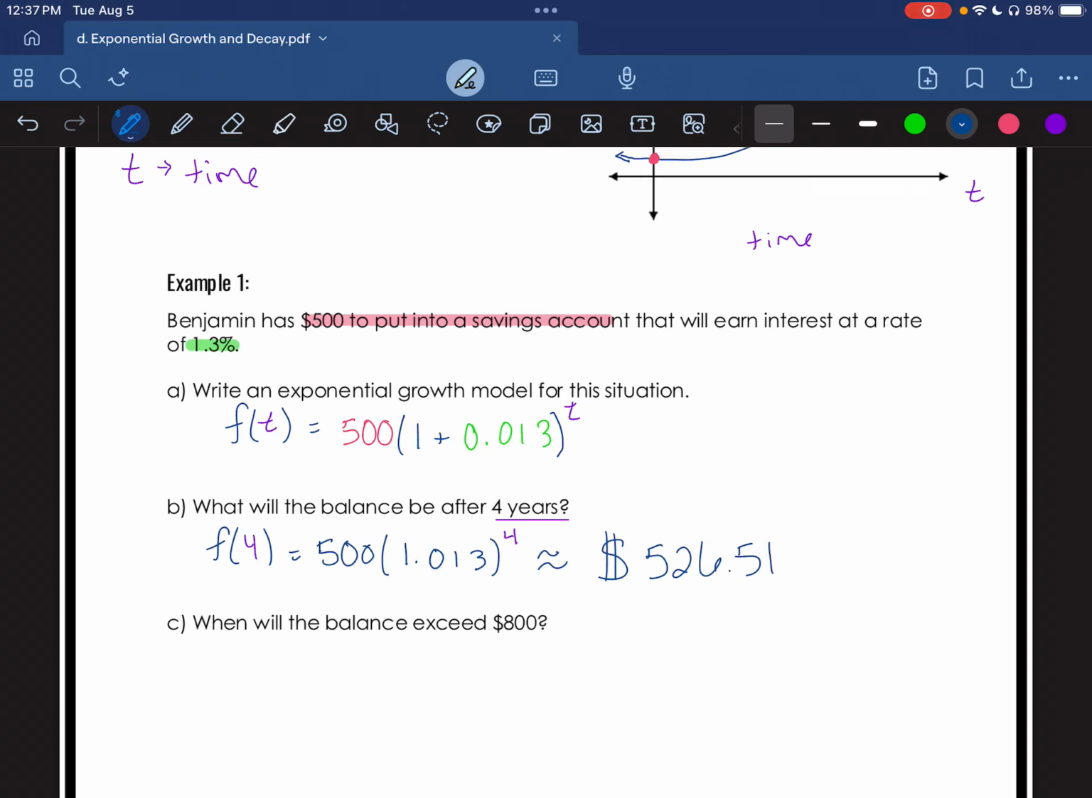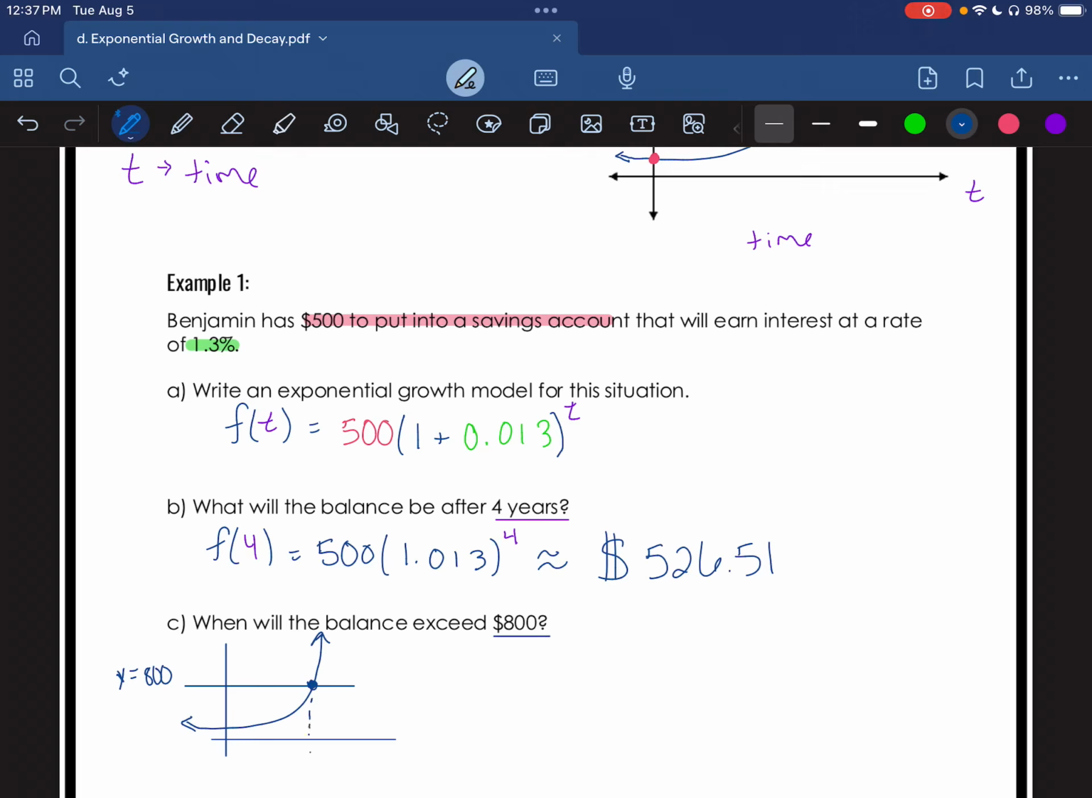Now, if I want to know when the balance exceeds $800, what we're thinking about here is if I graph this, it's growing, right? I want to know if the output or the y's is the amount of money. So I want to know when y is equal to 800, when these cross over, that t value, I want to know what that t value is.